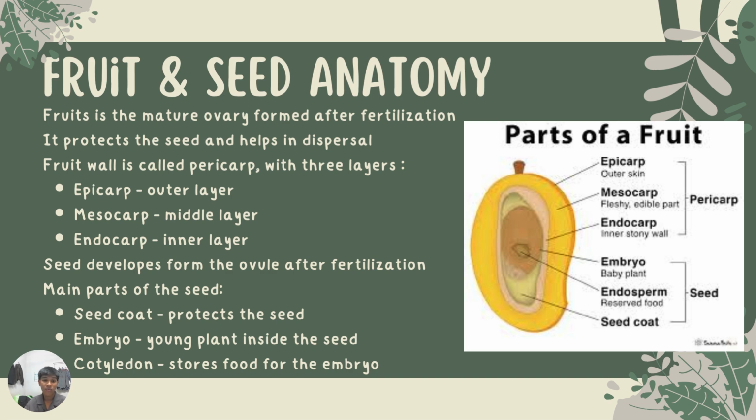Seeds develop from the ovule after fertilization. The main parts of the seed are the embryo, the baby plant; the endosperm, which reserves food; and the seed coat, which protects the seed. The embryo functions as the young plant inside the seed, and the cotyledon stores food for the embryo.